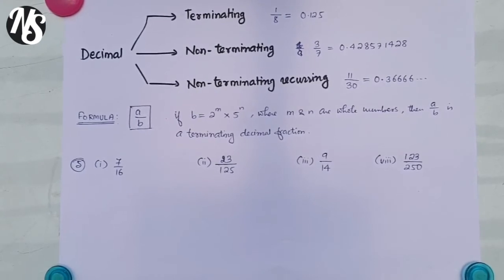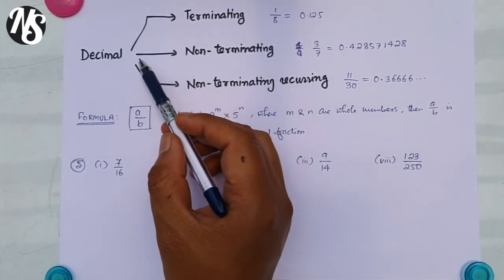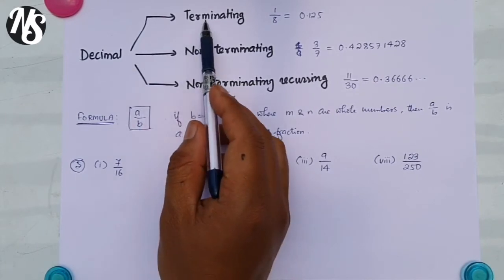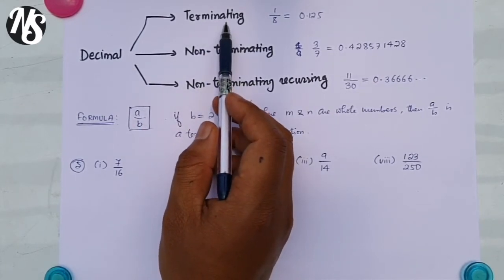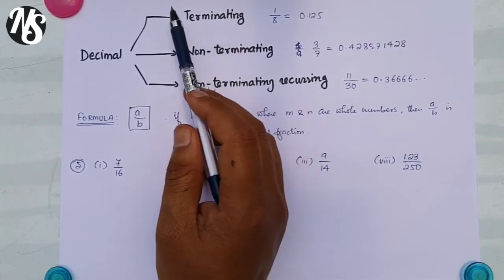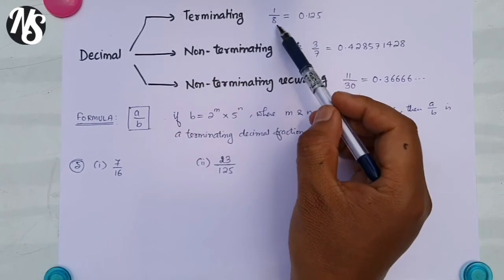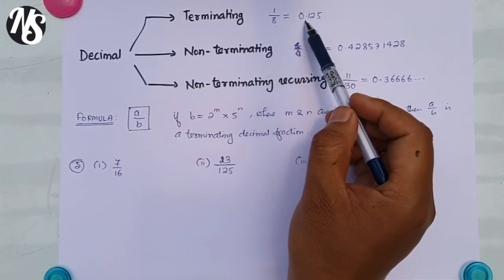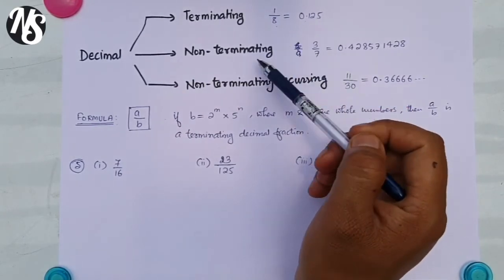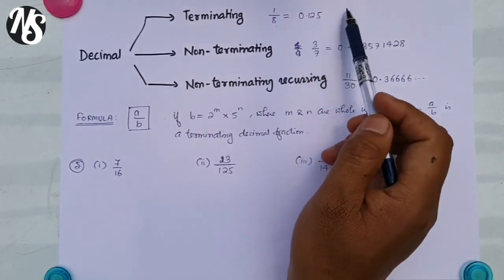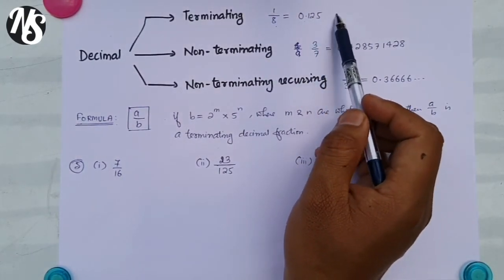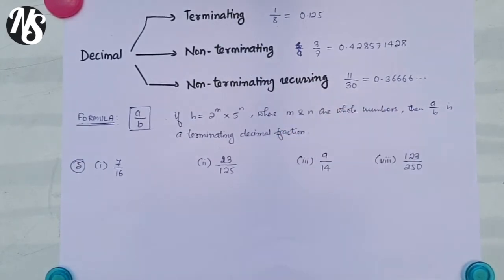So here we have the next topic, that is the conversion of a rational number into decimal number. Before we do that, let's see the different kinds of decimal numbers. First is terminating decimal number. I'm sure you all know how to convert a fraction into decimal, isn't it? For example, 1 by 8, if you convert this into decimal, it becomes 0.125. Okay, so that's all. We don't have any problem here. So this is called terminating decimal number.